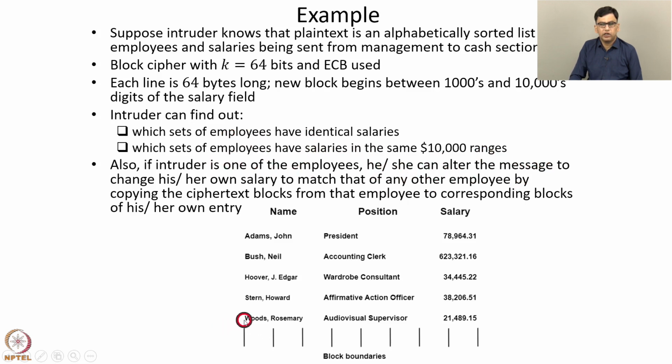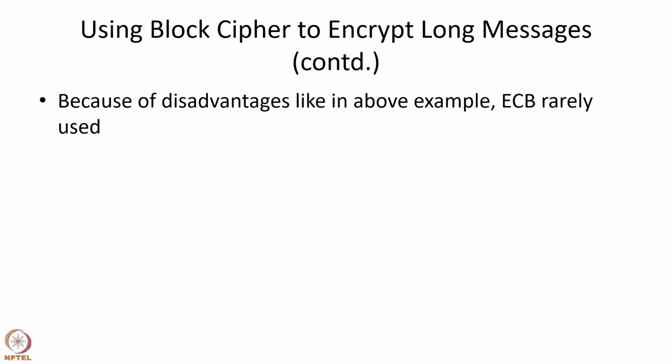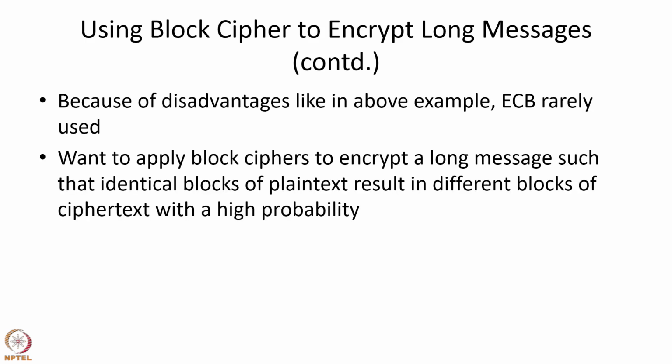For example, if Woods is an intruder, then Woods might copy these two blocks from Bush in the place of the corresponding blocks in this row. So then the salary changes from around 21,000 to around 623,000. So this modification is easy to do in the case of electronic codebook. So electronic codebook has these disadvantages. Hence, we typically do not use electronic codebook in practice, because of disadvantages like in the above example.